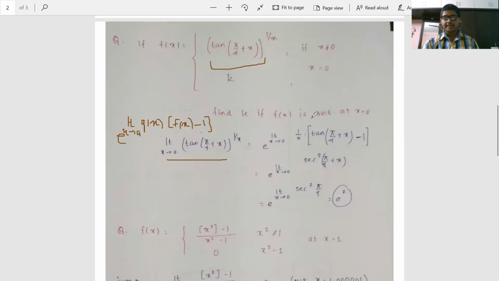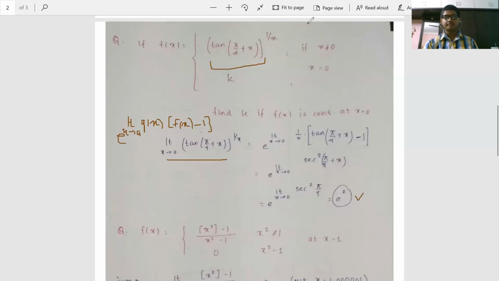So we can clearly see this is the numerator and this is the denominator. When x tends to 0, we can see this is 0 by 0 format. How to solve the 0 by 0 format? L'Hopital rule. Just differentiate once, you will get sec²(π/4 + x), and the denominator is going to be 1 because the differentiation of x is 1. So e to the power limit x tends to 0 of sec²(π/4), and putting the value of sec(π/4) as root 2, it is going to be e². So the k value must be equal to e².